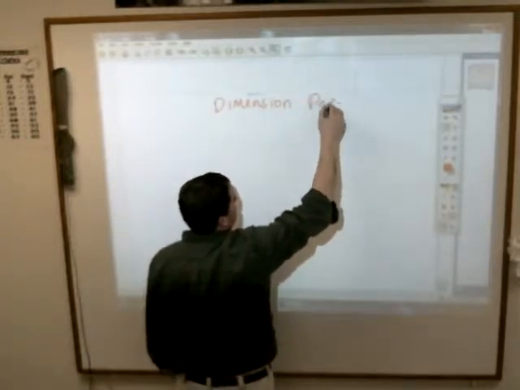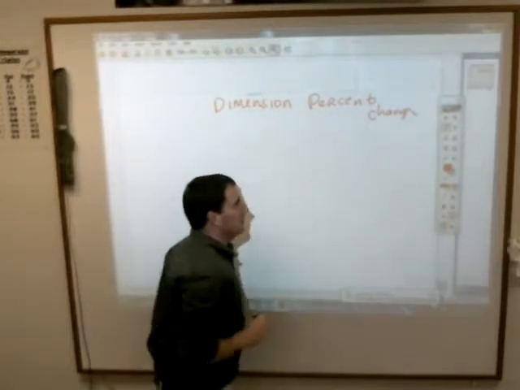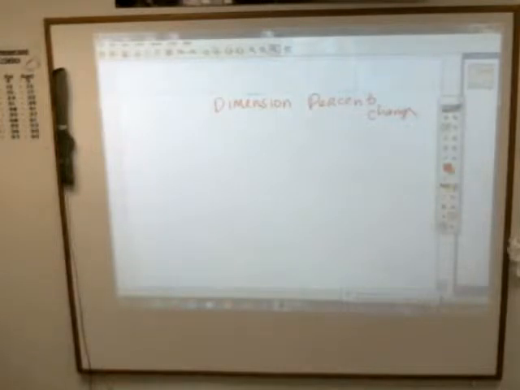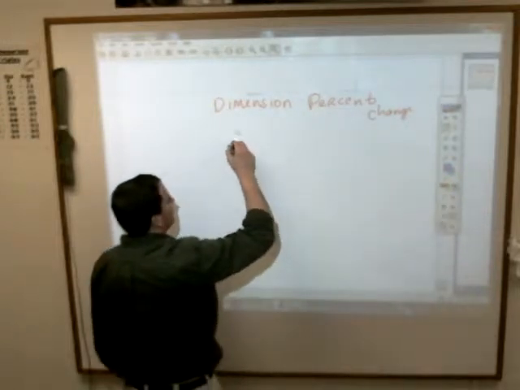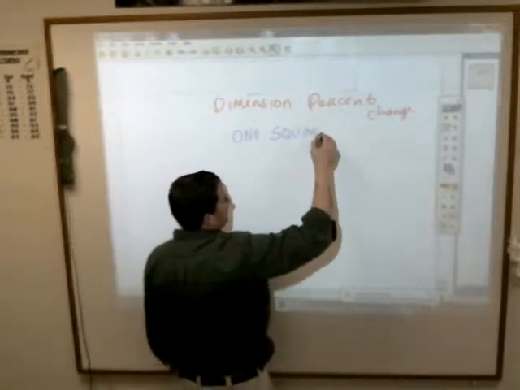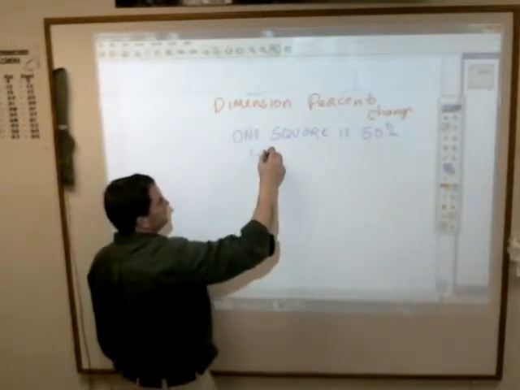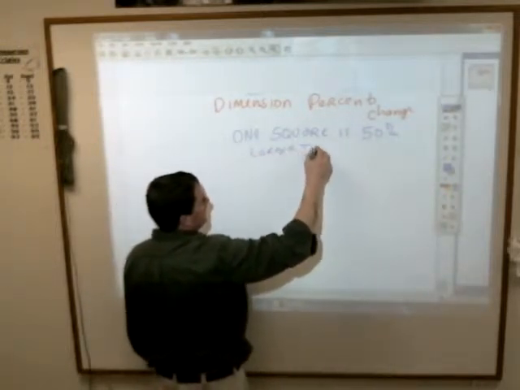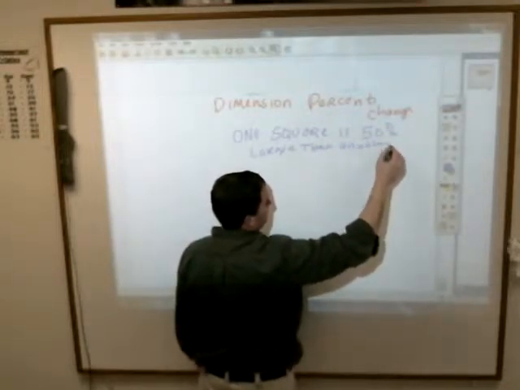Percent change. And I suppose the best way to deal with this is to give you an example problem that you can write down and we'll talk about it. One square is 50% larger than another square. What does that mean to you or me? We'll talk about it in a second.